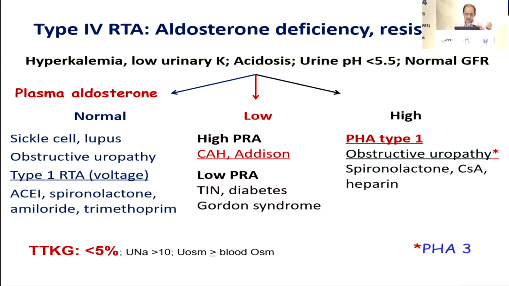I'm sure as endocrinologists you are seeing much more of type 4 RTA, particularly PHA type 1 and PHA type 3, which is a transient phenomenon. Gordon's is rare. We at least have not seen more than a couple of patients, but you can categorize based on this algorithm that's shown here.